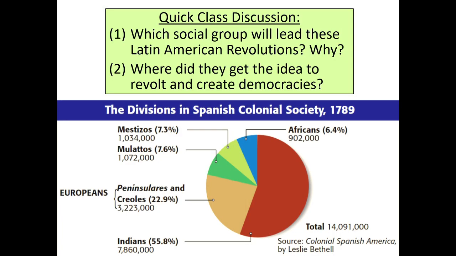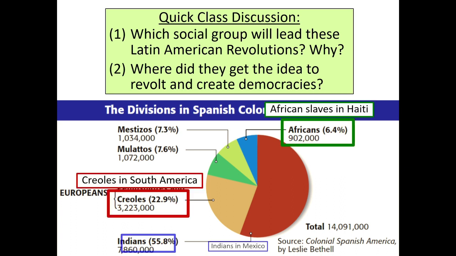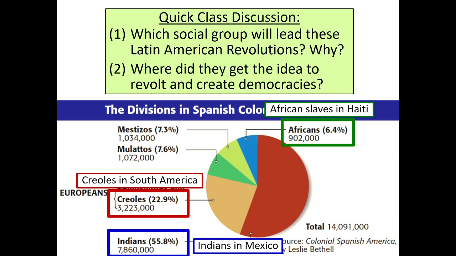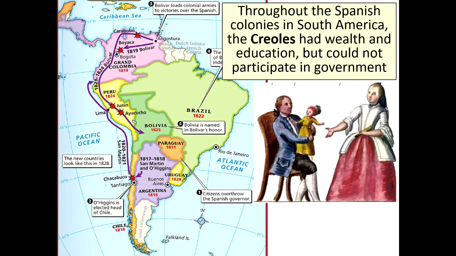Quick class discussion. Which social group will lead these Latin American revolutions, and why? And where did they get the idea to revolt and create democracies? And the answer to that first question really depends on where you are. For example, in Haiti, it was African slaves that led the revolts. In South America, it was the Creoles. And in Mexico, it was the Native Americans, the Indians.